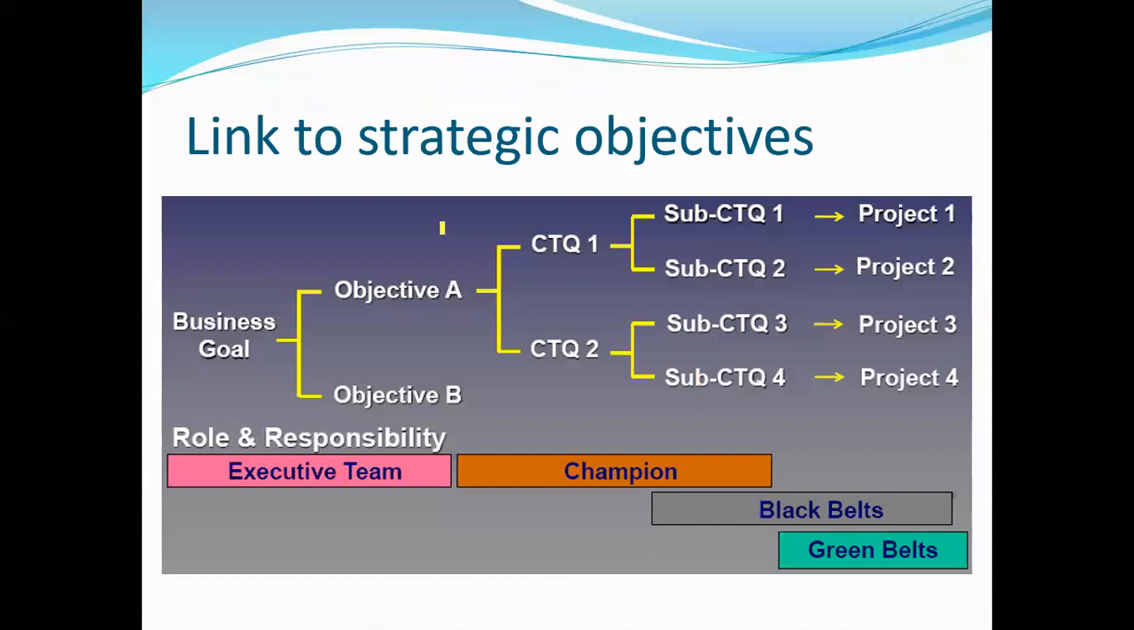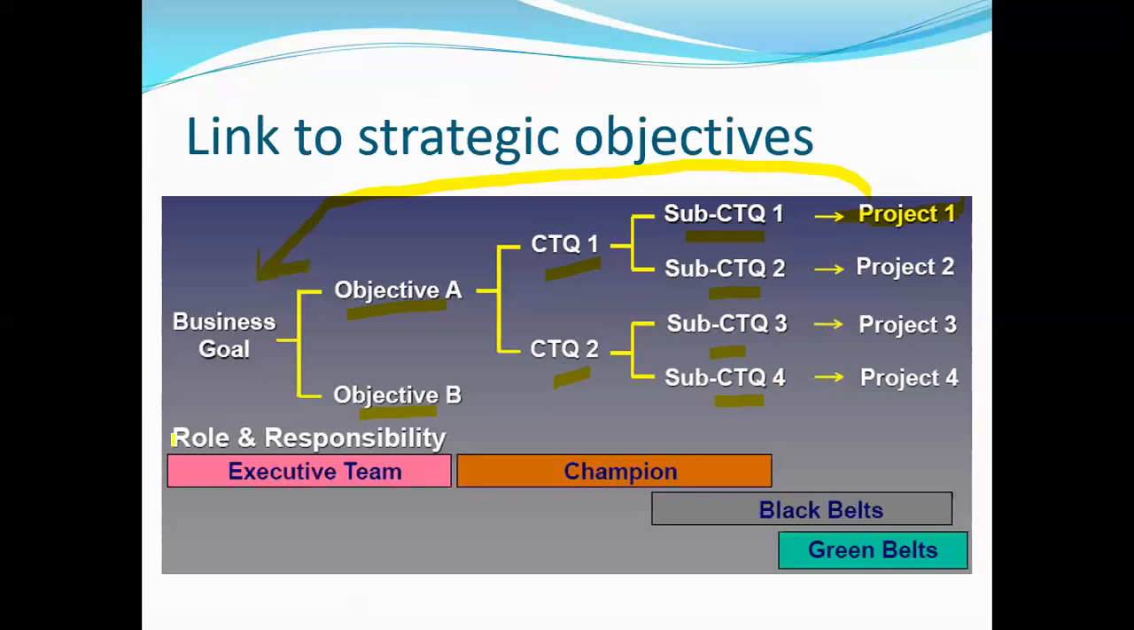This slide tries to explain how the business goal is linked to the Six Sigma project and how the Six Sigma project is derived to support the business goal. The business goal is translated into several objectives. One of the objectives, let's say objective A, is translated into a target, and those targets become the objectives of the Six Sigma project.